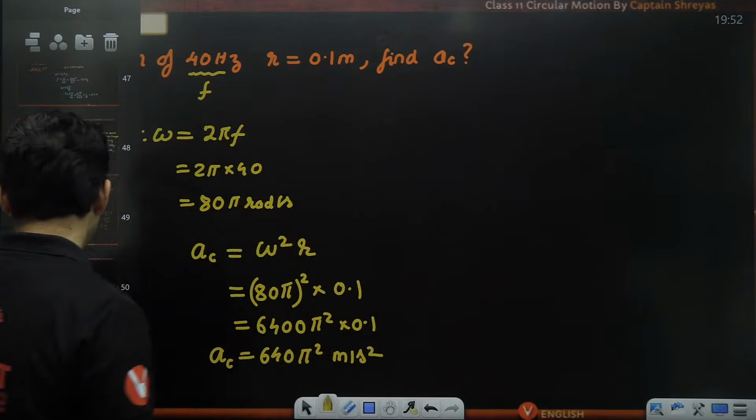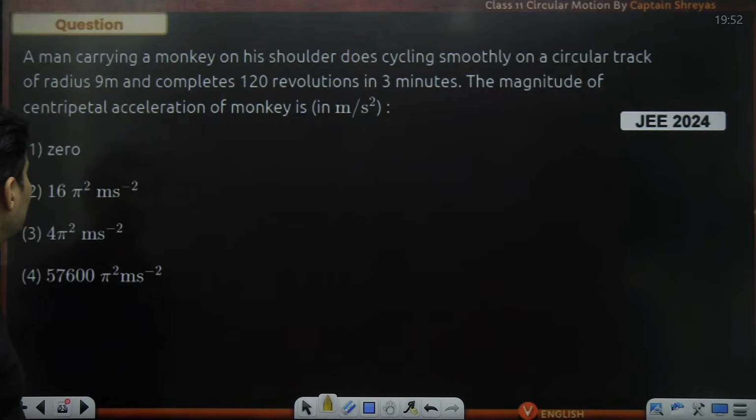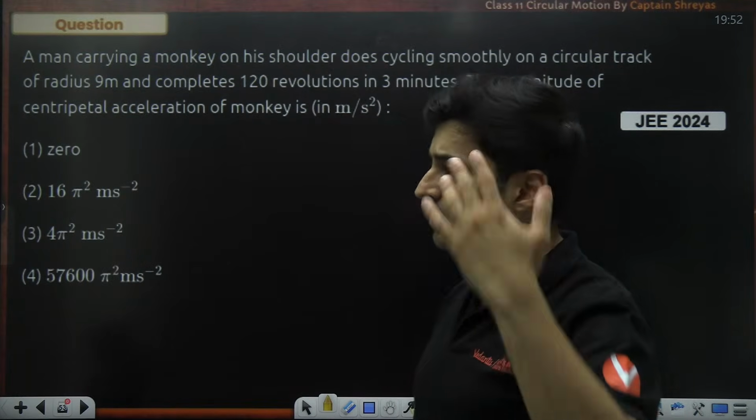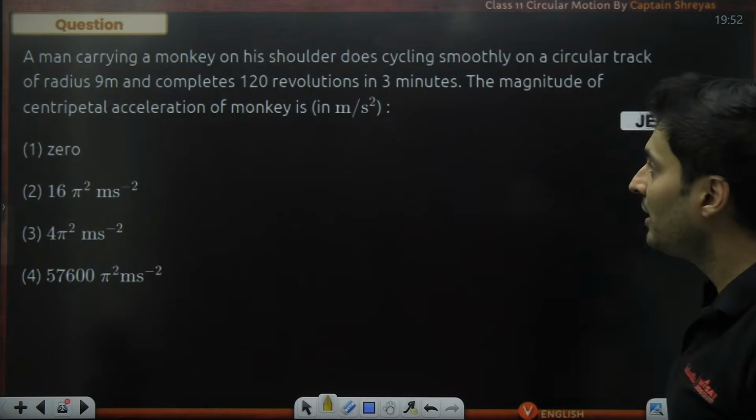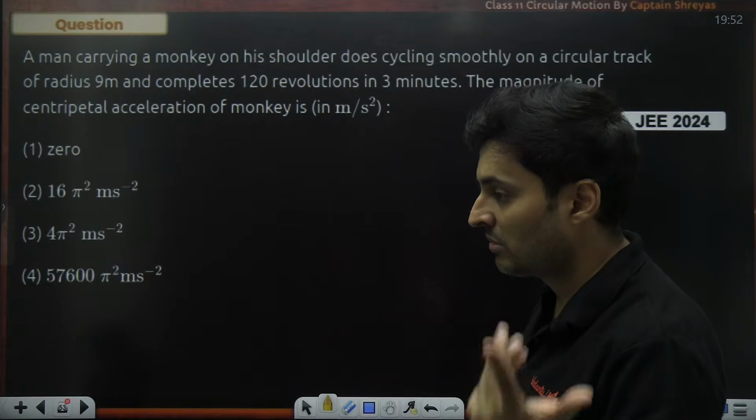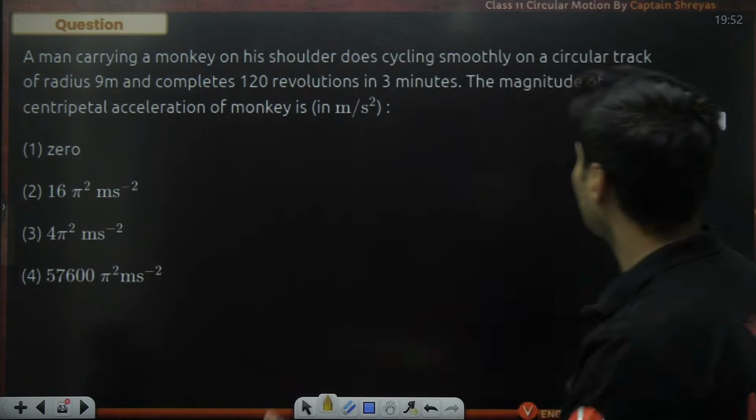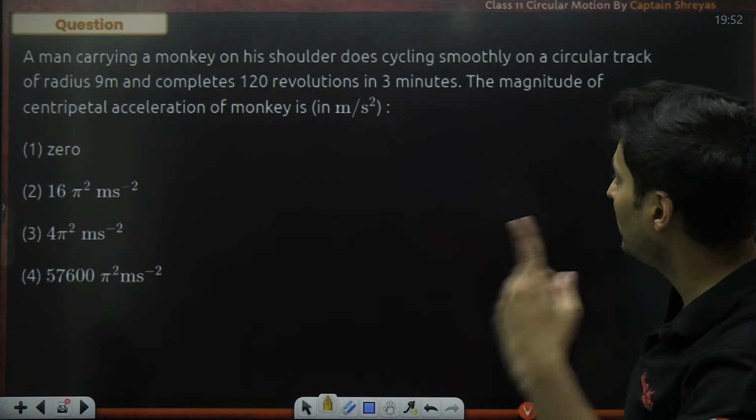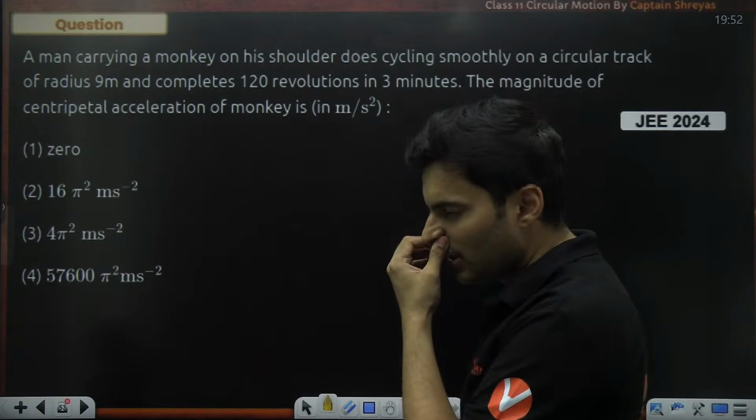Okay, let's do the next question coming up on your screen, and here it is. A man is carrying a monkey on his shoulder and does cycling. Why would a person do that? I think only in physics problems, and that too JEE. Some NTA person only is doing this. That NTA person is carrying a monkey on his shoulder while cycling. Wow, very good. And the circle's radius is 9 meters and completes 120 revolutions in 3 minutes. The magnitude of centripetal acceleration is.